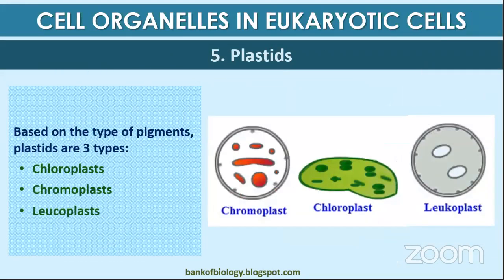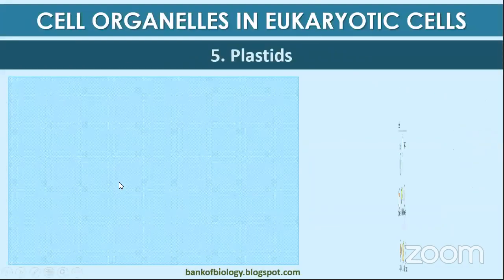The next one, plastids. So plastids are of three types: chloroplasts, chromoplasts, and leucoplasts. Chloroplasts have the green color pigment chlorophyll. Chromoplasts help in bringing about color. Leucoplasts are for storage of food.